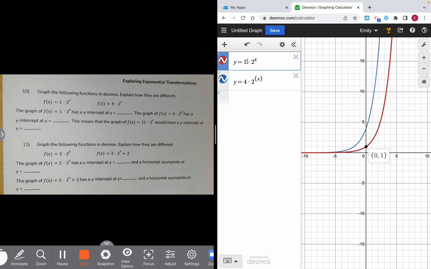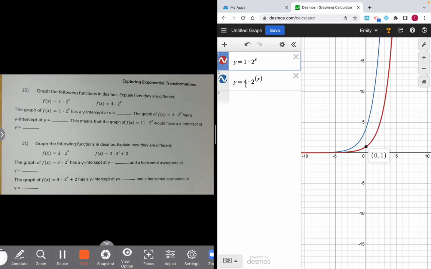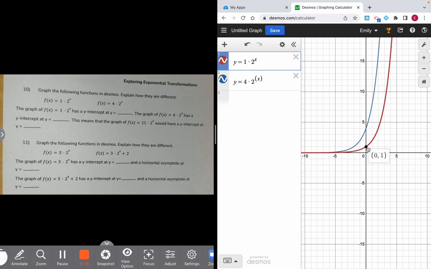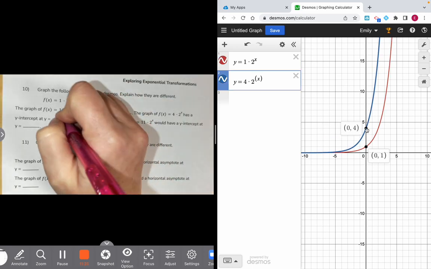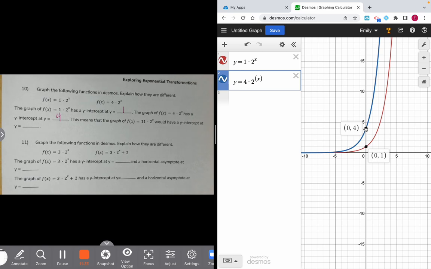Remember that the equation for an exponential is y is equal to a times b raised to the power of x. And when there's not an a there, we assume it to be 1. So here I'm just writing out that 1. That's always assumed to be there. And then here we've changed that to a 4. So with this first line, we still have a y-intercept at y equals 1. That still hasn't changed. But now we have a y-intercept at 0, 4 for this other line.